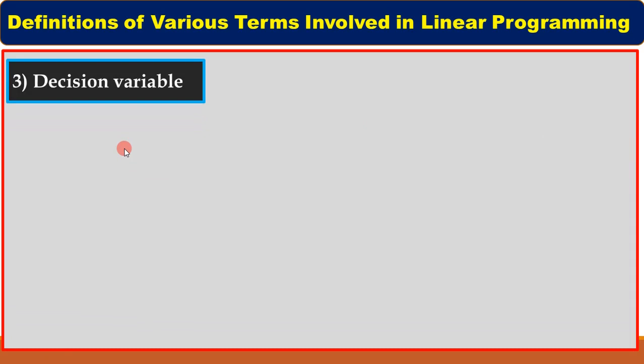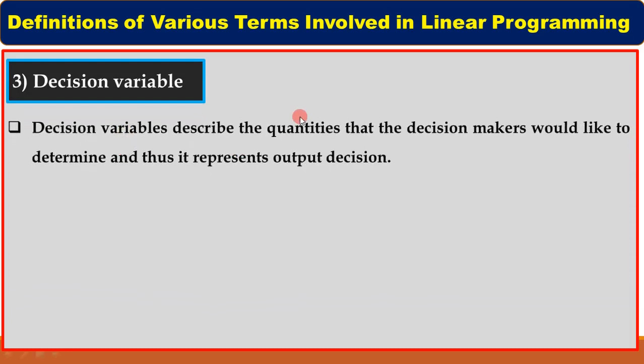Third term is a decision variable. Decision variables describe the quantities that decision makers would like to determine, and thus they represent the output decision. The output of an operational research problem is to find out these values of the decision variables, because on these values the decision maker takes the decision.